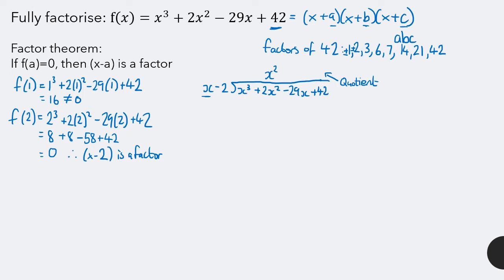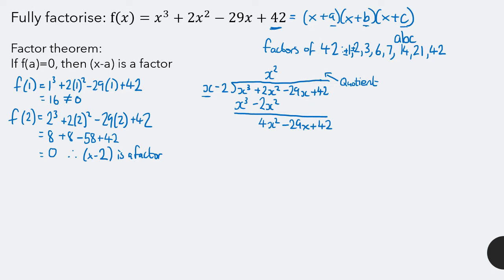And then we multiply that x squared by the divisor. So we get x cubed minus 2x squared, and then we subtract. So 2x squared minus minus 2x squared, that's plus, that gives us 4x squared, and then the other two terms, just bring those down because we're subtracting 0 from those columns. And then we repeat the process.